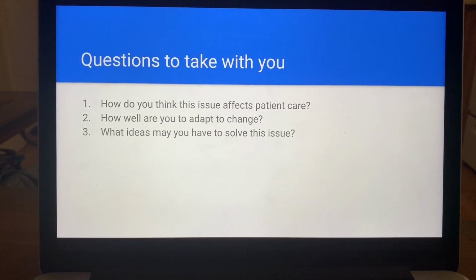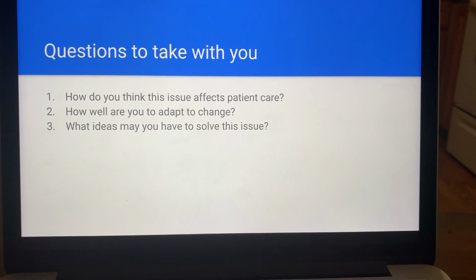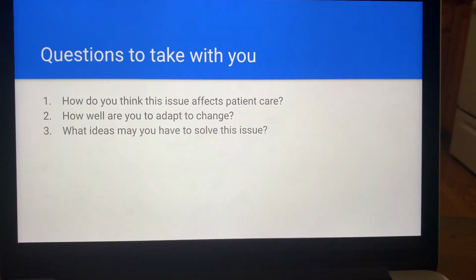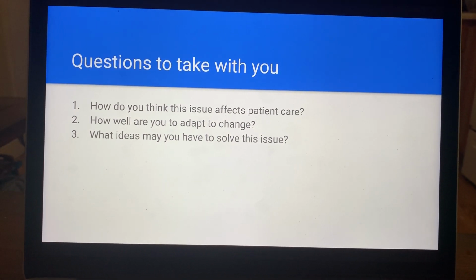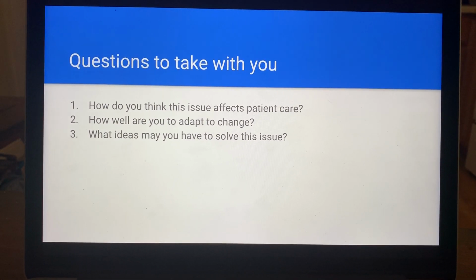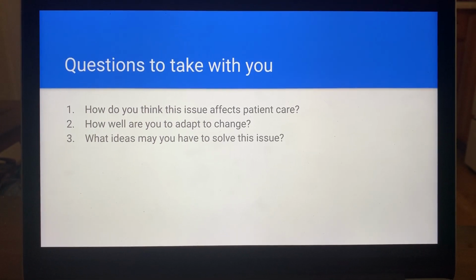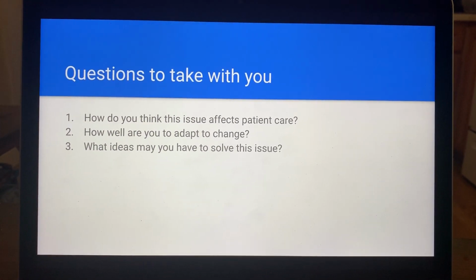So some questions to take with you are, how do you think this issue affects patient care? The second one is, how well are you able to adapt to change? And the third is, what ideas may you have to solve the issue?